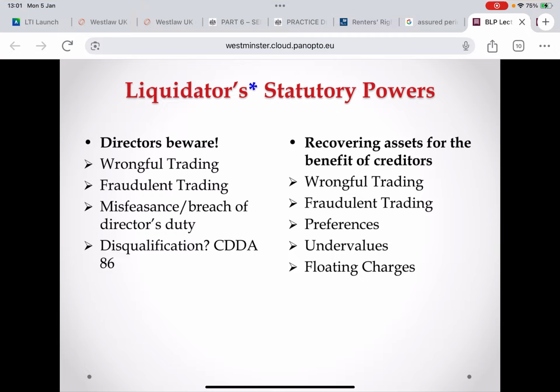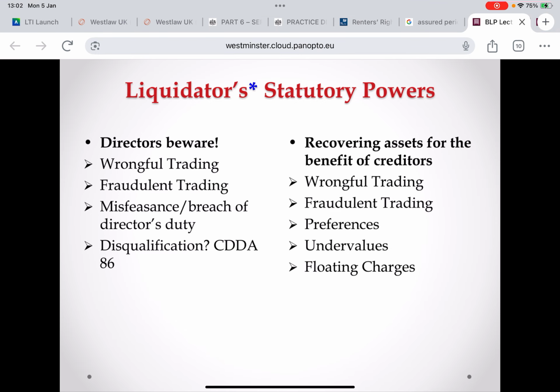So I'm going to talk to you briefly about wrongful trading and fraudulent trading, misfeasance, breach of director's statutory duty, and interestingly everybody, directors do beware because there is a separate piece of legislation called the Company Directors Disqualification Act of 1986, which is in your legislation manuals, empowering the court to disqualify an individual from acting as a company director, potentially up to a maximum of 15 years, albeit that would be quite exceptional that the disqualification period was 15 years. So directors beware.